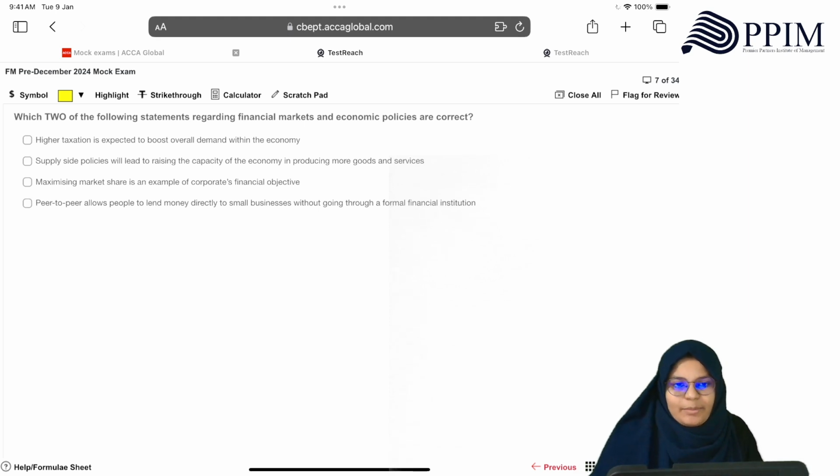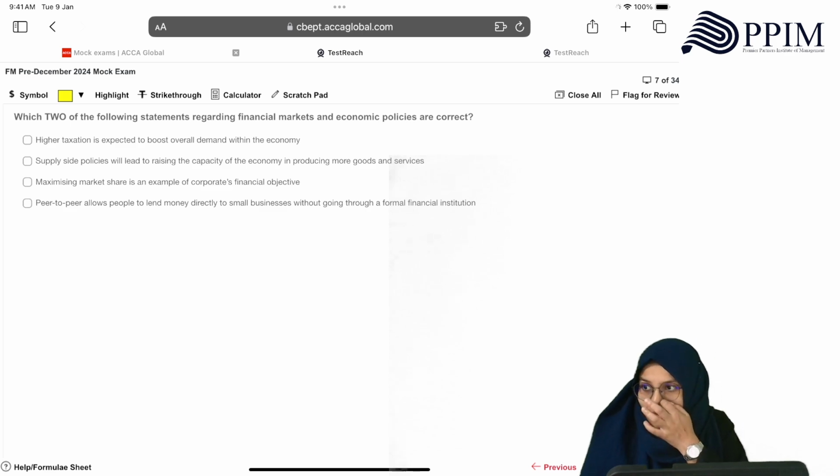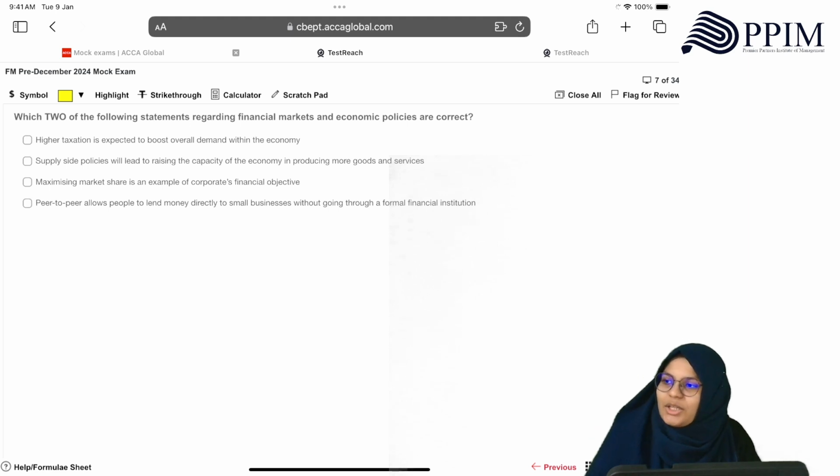Which two of the following statements regarding financial markets and economic policies are correct? It's saying higher taxation is expected to boost overall demand within the economy. Now, if you have a lot of tax, you and I, we have to pay more taxes. So then the disposable income that I have in hand is going to reduce. So when I have less money to spend, obviously the demand is not going to get boosted, no. Only if I have a lot of money to spend, the demand in the economy will get boosted because I want to go and buy things. So what they are saying here is actually not correct. If there is higher taxation, it's not going to boost the overall demand in the economy. Okay, so that can't be an answer.